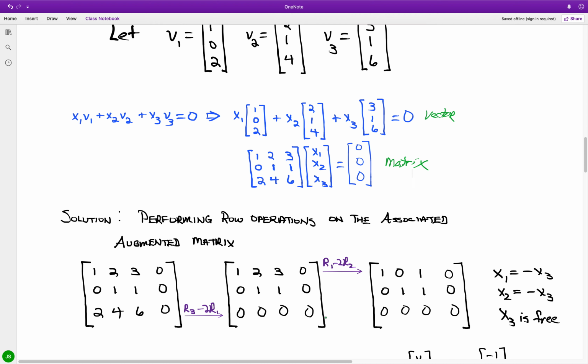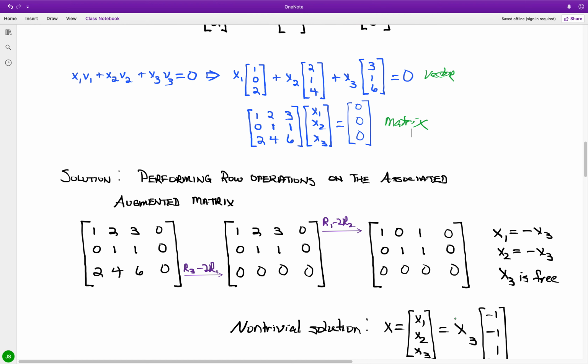so I'm going to have zeros run across. And then following through, if I take twice the second row from the top row, we have 1, 0, 1, 0; 0, 1, 1, 0; and 0, 0, 0, 0. And in this particular case, this is as far as we can get.